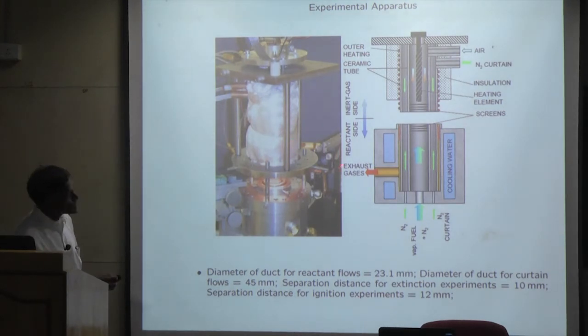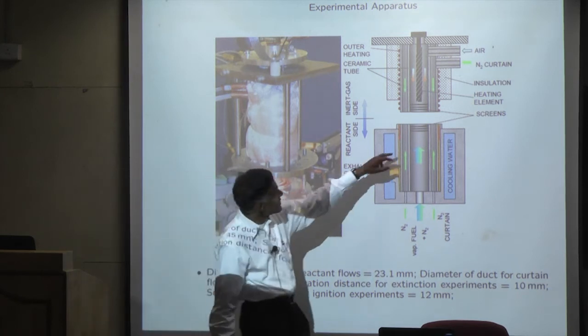Here you have, this is at UCSD, a counterflow burner, and this is a typical auto ignition experiment. At the bottom you can see vaporized fuel mixed with nitrogen comes from the bottom. And one important point is that we have screens.